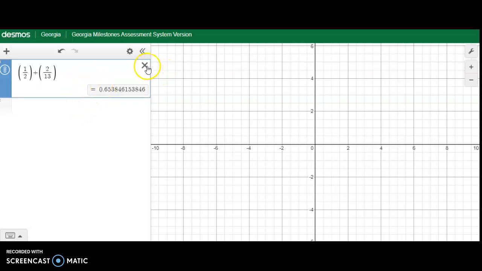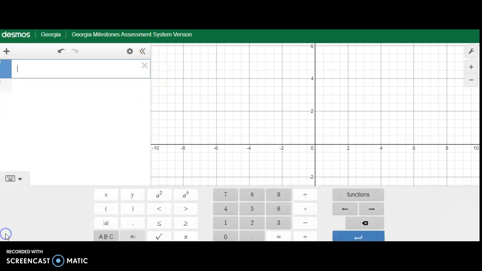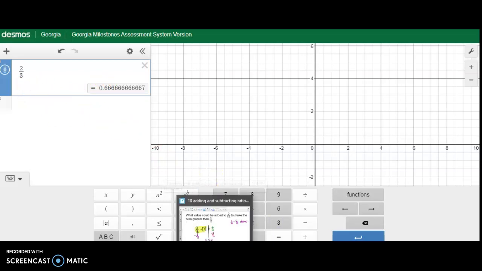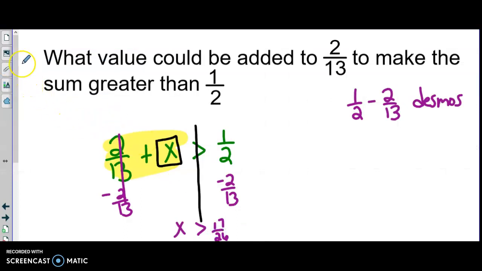So let's say an answer choice was, I'm just going to make up a number, 1/3. I would type in 1 divided by 3, and that's 0.33. That's not greater than 0.65. Let's say the next answer choice was 2/3. So I would do 2 divided by 3. That's 0.66, which is greater than 0.65. So 2/3 could be an answer. So you still have to think through the answers to get your final answer.